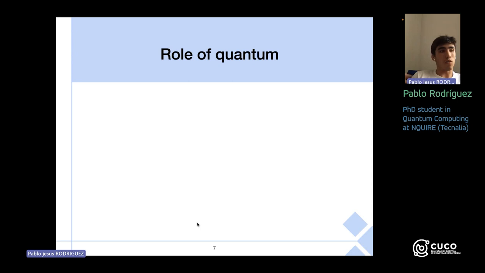Okay, now let's go for the role of quantum in all this classical algorithm, a very well established classical algorithm for machine learning. We know that we have some quantum basic linear algebra subroutines, for example the quantum phase estimation and the quantum Fourier transform, which have shown some speedup over their classical counterparts.